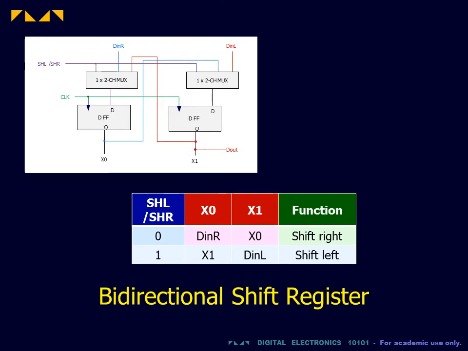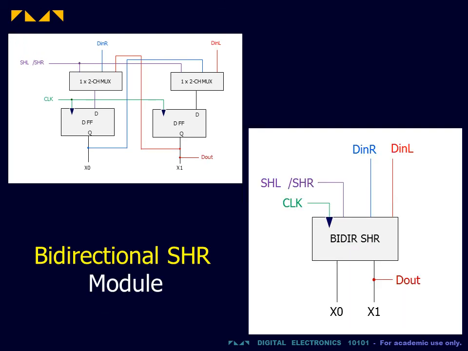This is the function table for our 2-bit bidirectional shift register. We note that the output can be obtained from the register either as a parallel output X or as a serial output Dout. It is now possible to construct larger shift registers using a modular approach.